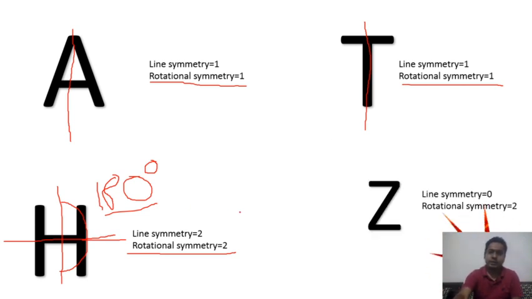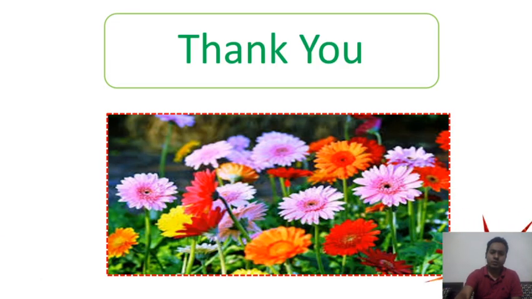Okay, this is Z. There is no line of symmetry for Z, because no lines of symmetry exist for Z. And rotational symmetry is 2. If we rotate by 90 degrees, 180 degrees, it will be the same shape after 180 degrees. That's why rotational symmetry is 2. Okay, this is the complete discussion of today's class.